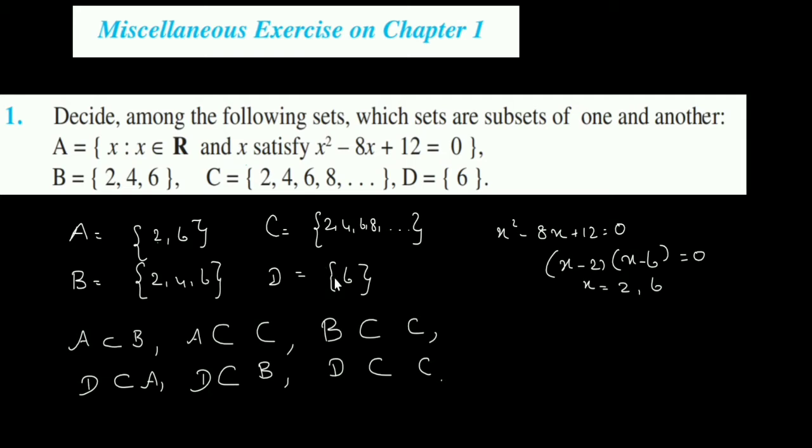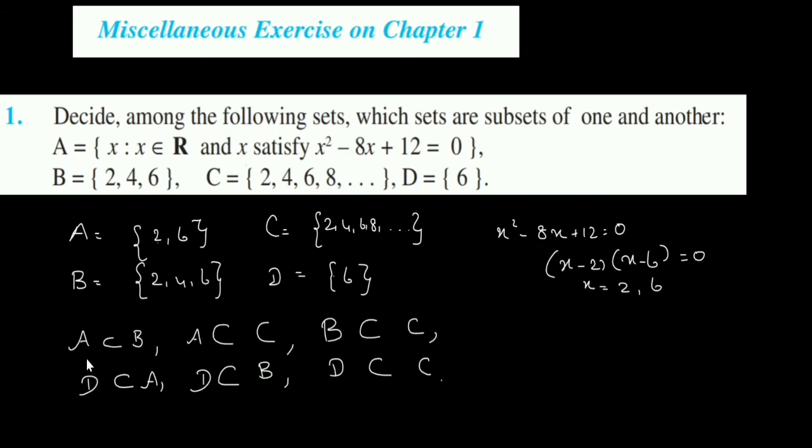Now we come to D. Is D a subset of A? Yes. We have 6 in D and 6 is present in A. So D is a subset of A. Is D a subset of B? Yes. 6 is present in B. So D is a subset of B. Is D a subset of C? Yes. 6 is present in C.